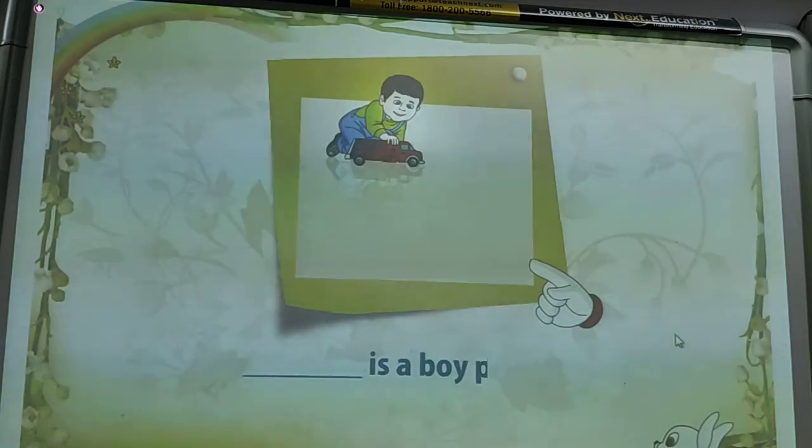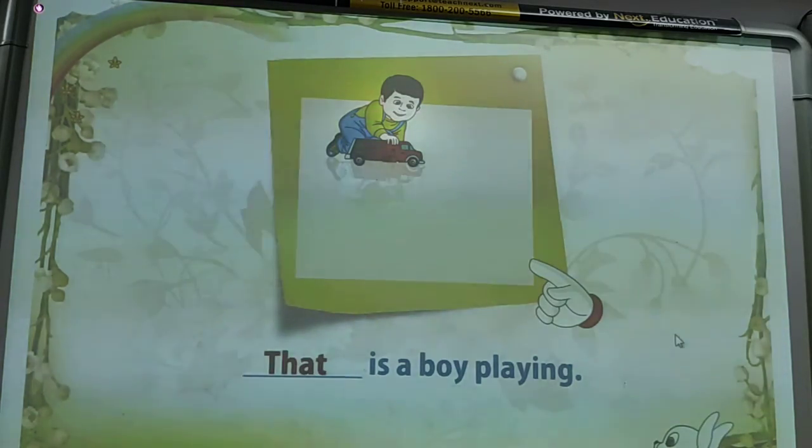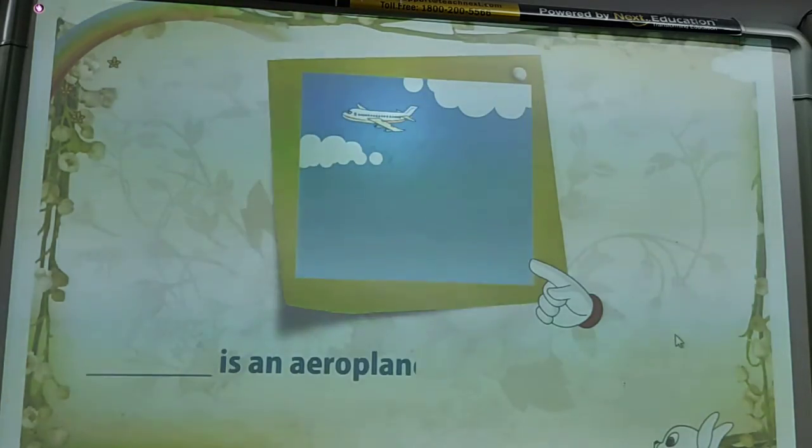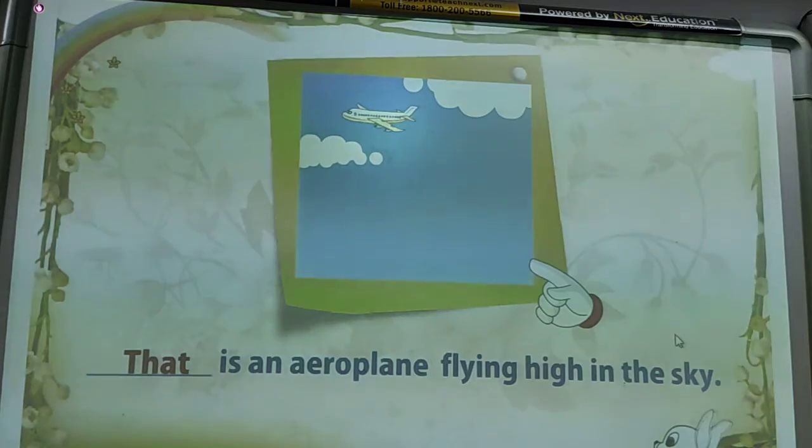Dash is a boy playing. The boy is far from the pointer. That is a boy playing. Dash is an aeroplane flying high in the sky. The aeroplane is far away. That is an aeroplane flying high in the sky.